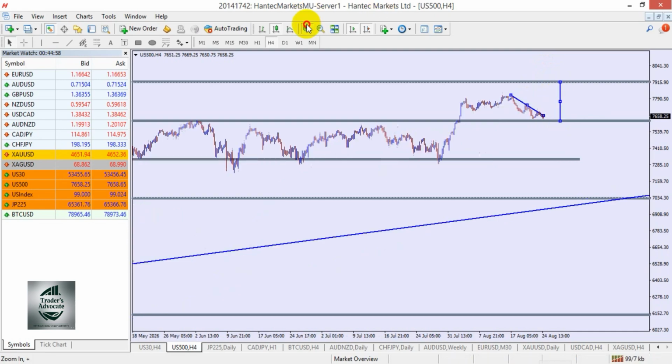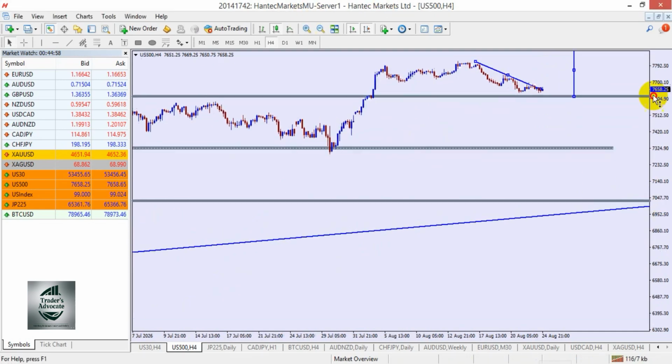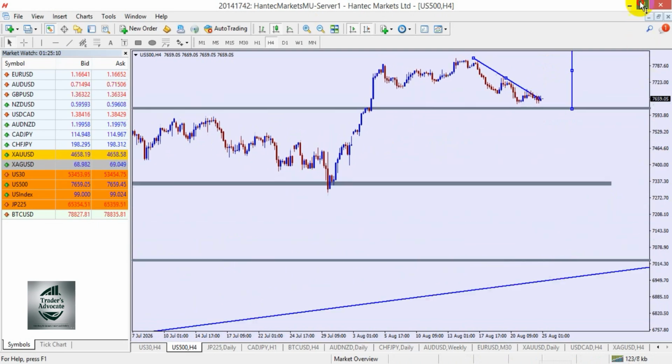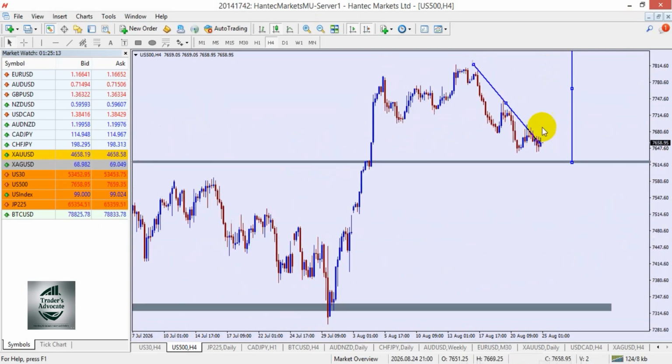In anticipation, I will push all the way up here, right? So wait for a proper break. Wait for price to break above here. Once we break above here, we can start buying all the way to the upside. Okay, that's it for the S&P 500.